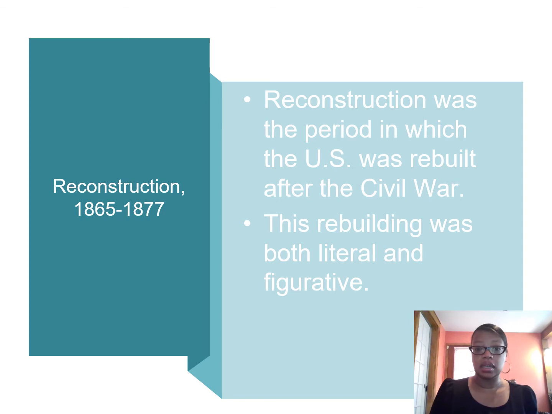After the war ended, the United States had to find a way to come back together. The North and the South and the West had to become one country again. So Reconstruction, which lasted from 1865 to 1877, was the period in which the United States was rebuilt after the Civil War. And this rebuilding was both literal, literally rebuilding buildings, reconstituting state governments in the South, but also figurative, finding a way to bring the country back together as one nation.